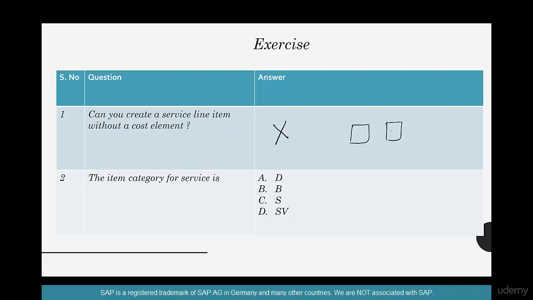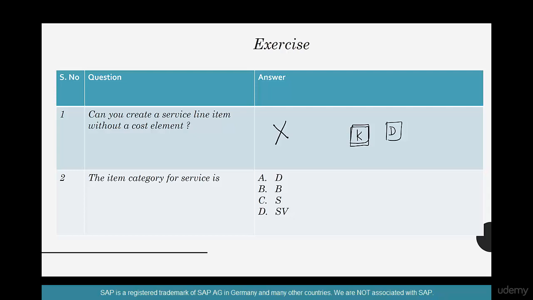The item category had to be set to D. This was the primary driver to make that line item service. And service line items always need a cost element. Somebody has to eat that cost, and that somebody, that department or the order or a production order or whatever, has to be specified in the account assignment field.